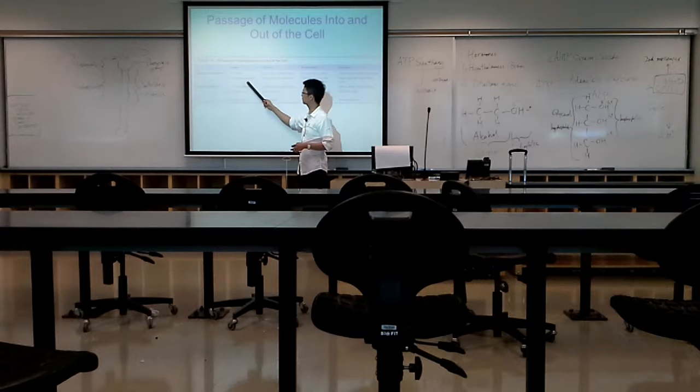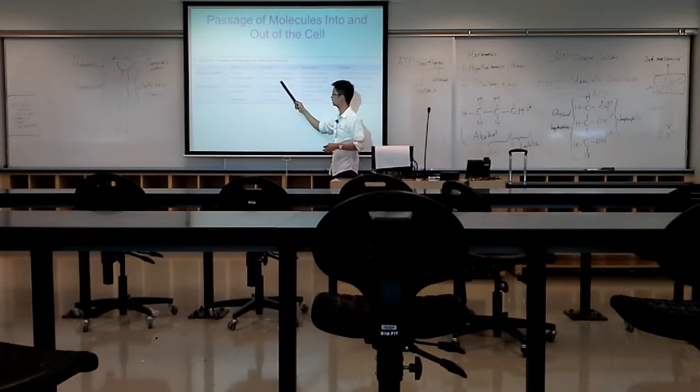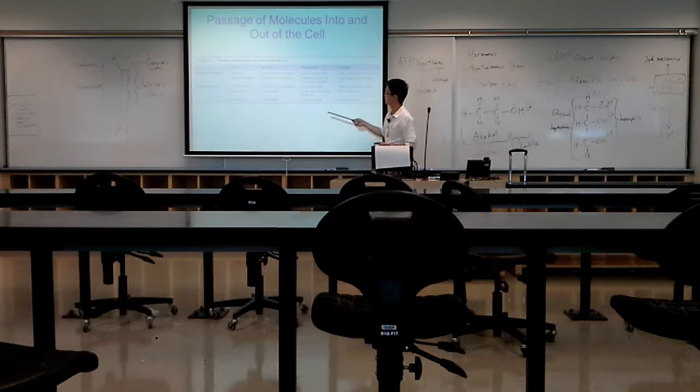And then facilitated transport. Facilitated transport is also from high to low concentration. We call it facilitated because it requires a protein, like a channel or carrier protein. Some sugars such as glucose and amino acids as well.